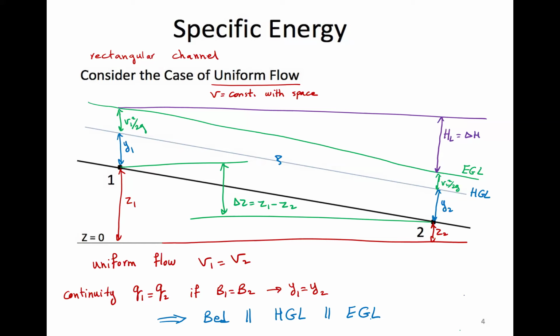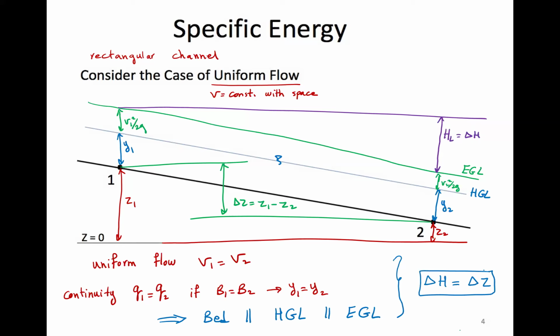So, okay, let's look at it from a geometric standpoint. What does that really tell us? If these three lines are parallel, what happens? If the bed goes down by delta Z, the EGL has to go down by the same amount because they're parallel. If one goes down or up, the other one should go down or up the same distance. In other words, delta H has to be equal to delta Z. That's the big finding here, right?